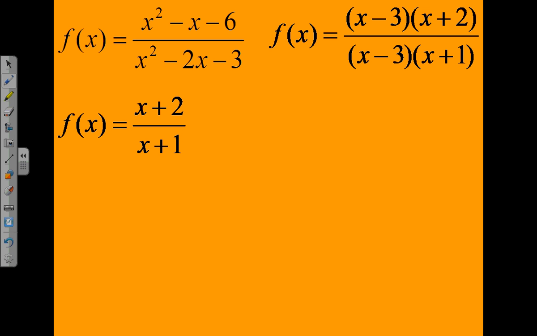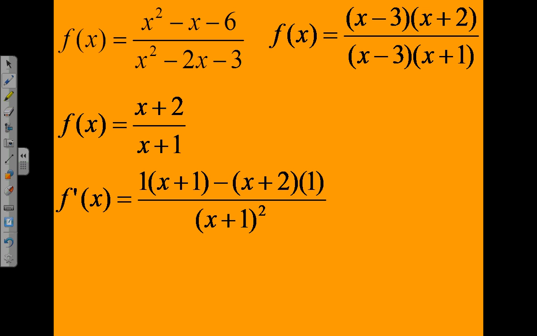I simplified the x minus 3 to take the first derivative. It's not that difficult. Just remember to subtract on the quotient rule, please. And now you simplify everything. So x minus x is going to go away. 1 minus 2 is going to be a negative 1. Okay? So, no critical numbers.